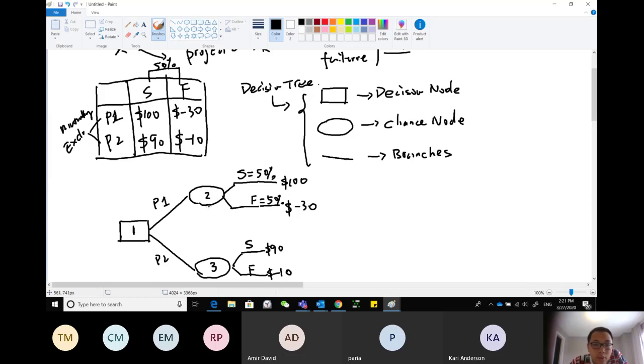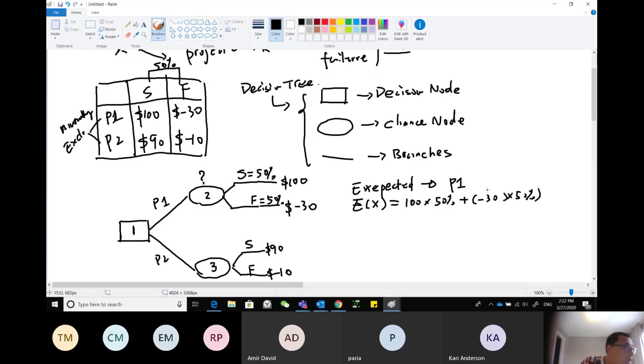So now for us, if we choose project 1, what is the expected return? If we go with project 1, right? That's basically asking what is the expected value here for node 2. So to calculate that, the expected value equals the $100 times its probability, which is 50%, plus minus 30 times 50%, right? So this will give us a number here, 35. So that's $35 here.